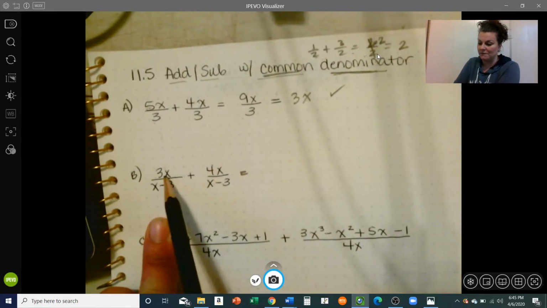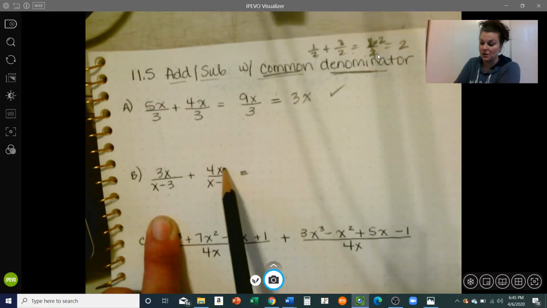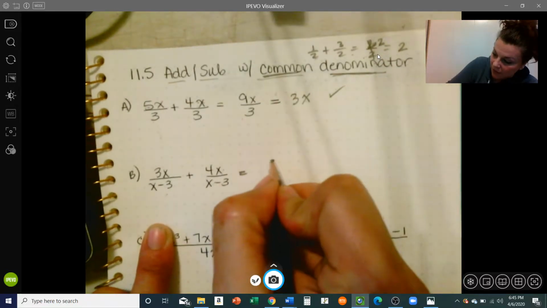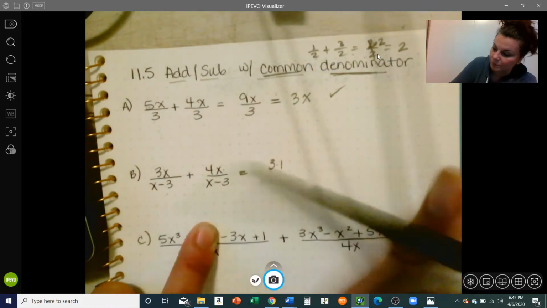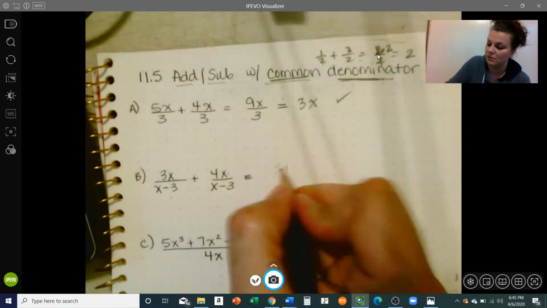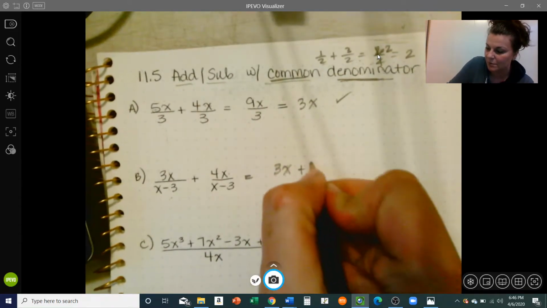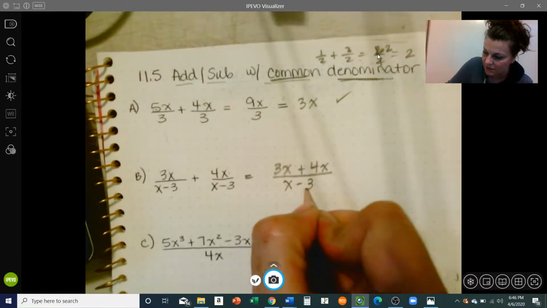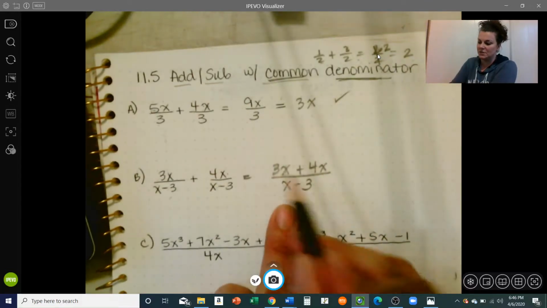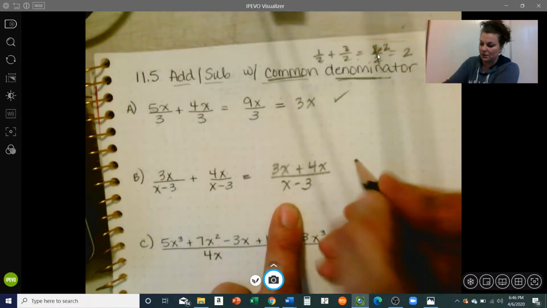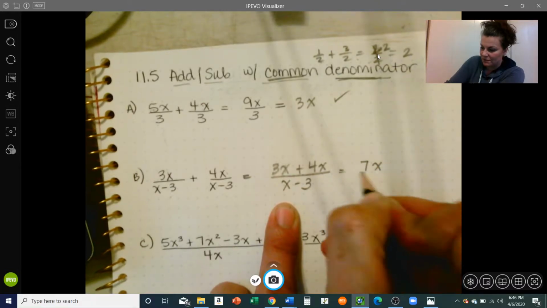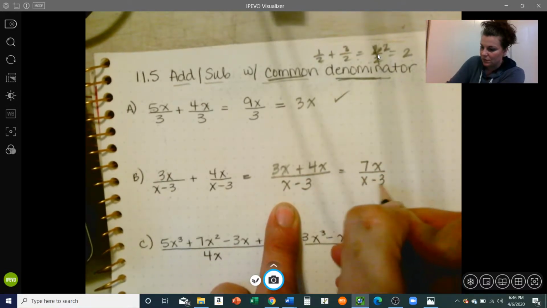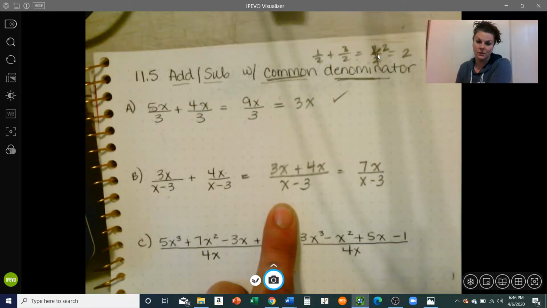Similarly here, I have 3x over x minus 3 plus 4x over x minus 3. So some of you will be able to skip steps here, but for the sake of understanding, I'm going to write this in 2 steps. So I can add those, and so that means I have 7x over x minus 3.